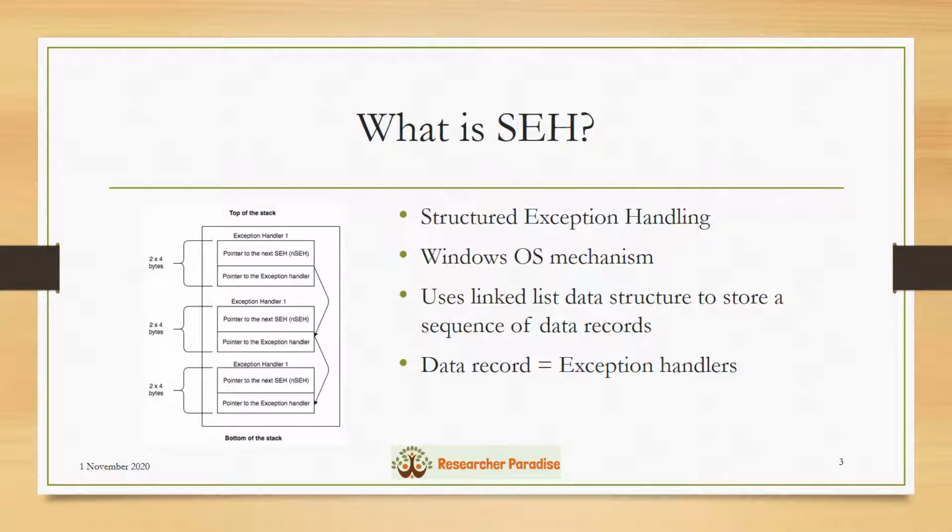So to begin with, what is SEH? SEH is structured exception handling, and it is a Windows OS mechanism. In this, the system makes use of a linked list style data structure to maintain a chain of exception handlers. This linked list is also called an SEH chain, since the next exception handler is chained with its predecessor exception handler. So basically in the linked list, the data record is nothing but the exception handler, and it also contains a pointer to the next exception handler or the next SEH.